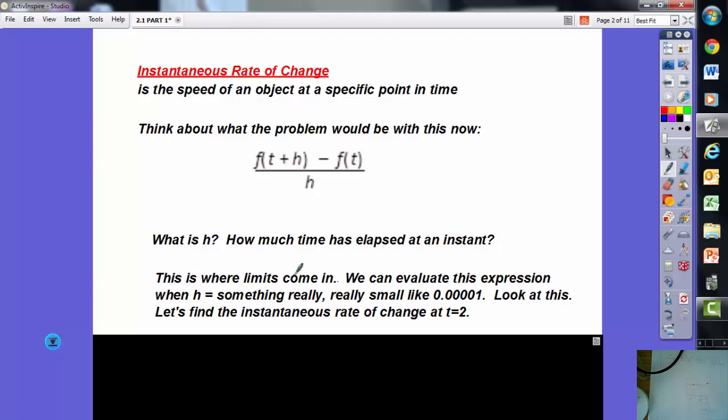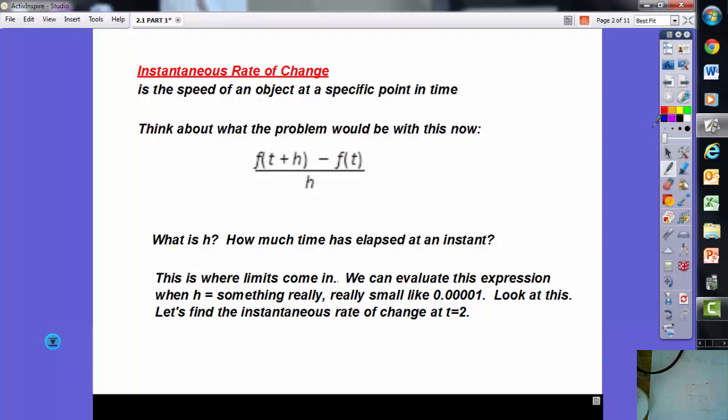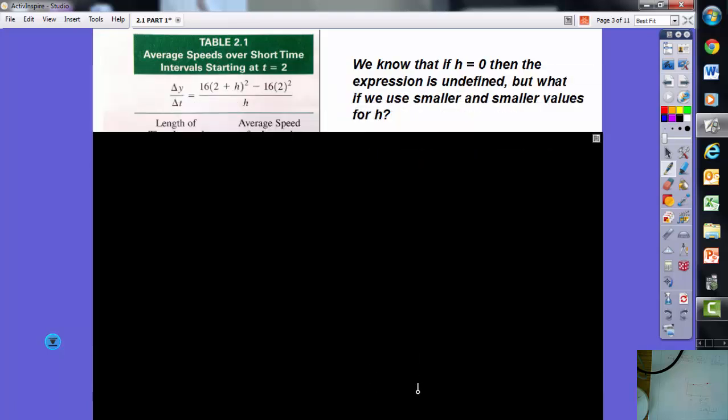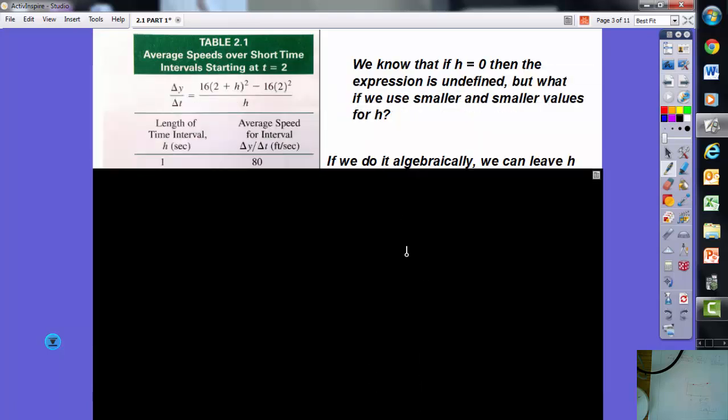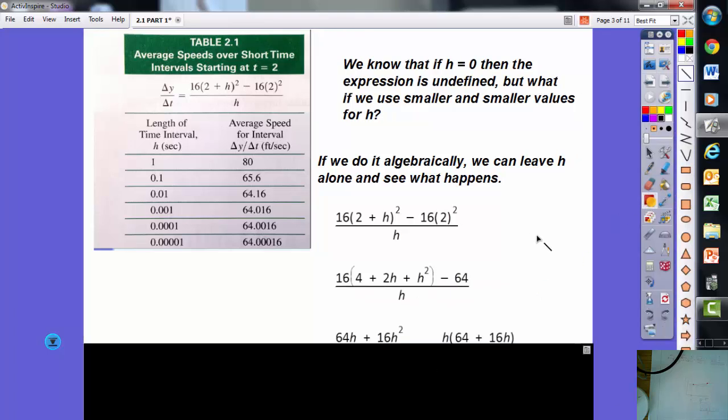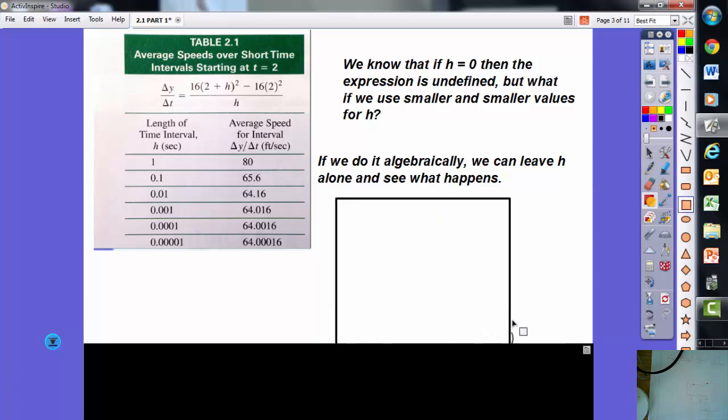So this is where we have to use limits to start evaluating things. If h is 0.00001, it's not 0, so it's not undefined, but it's really small. So we're going to do this problem and find the instantaneous rate of change at t equals 2. Before we can do that, however, we should talk about what happens when h gets really, really small. And I had a nice box in here covering all this up so you don't have to look at it yet. I don't want you to get confused.